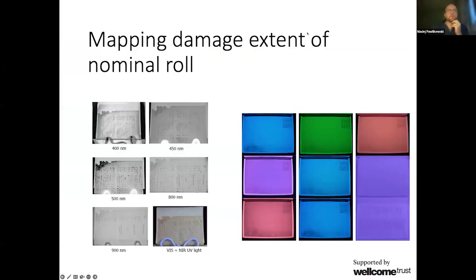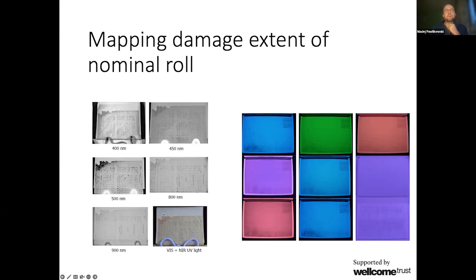And we had one project which benefited from this, which I wanted to show because it also shows how multispectral light works on that level. We had the so-called nominal roll. This is the sequence of images, how they looked when we were capturing with the camera modified like that.